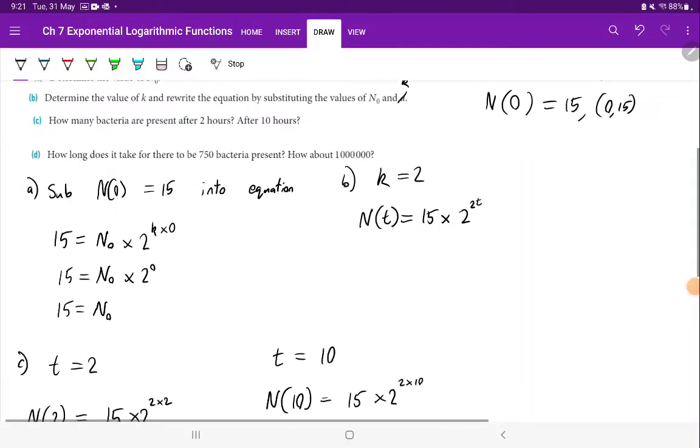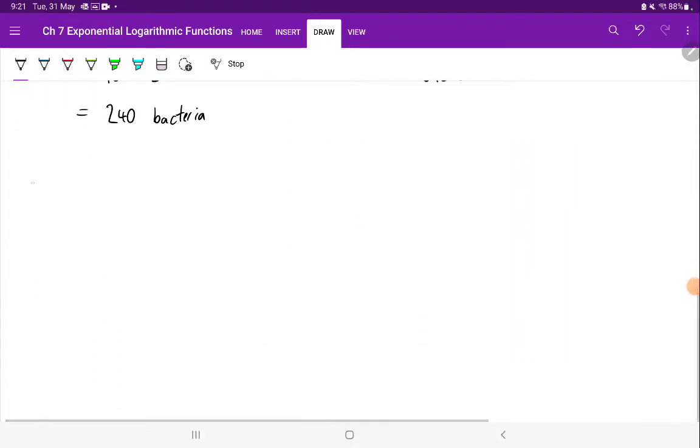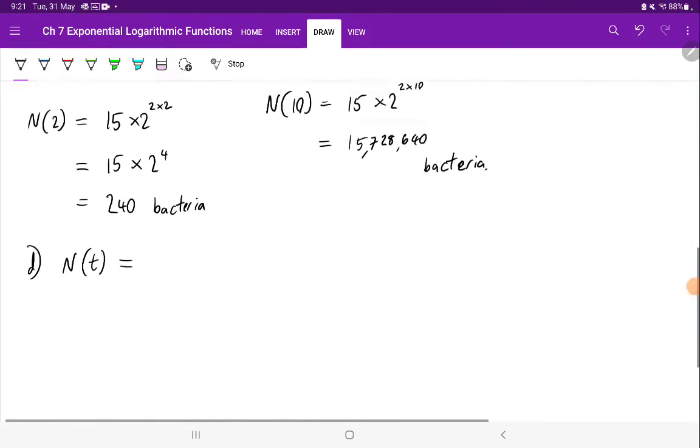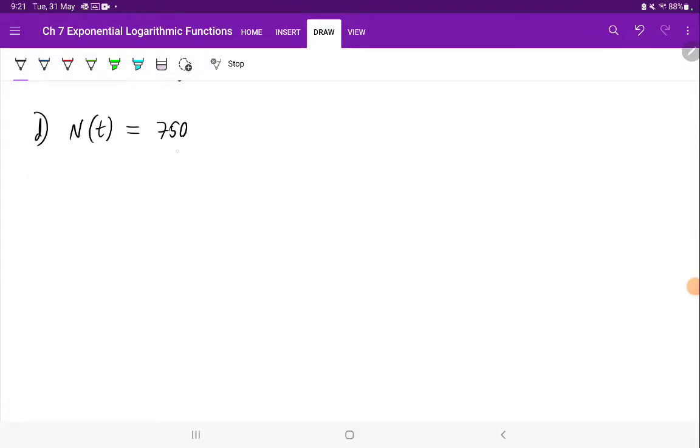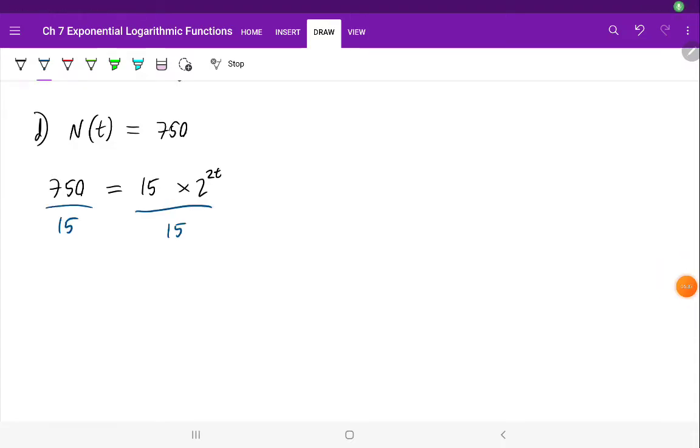So let's have a look at D. So D, now we know that for what t value does n of t equal 750? Well, 750 goes on the left, 15 times 2 to the 2t, and we're solving for t. Divide both sides by 15. Now, 750 divided by 15 may sound scary, but 75 divided by 15 is not so bad. 75 is 15 times 5. So it's going to be 50 is our answer.